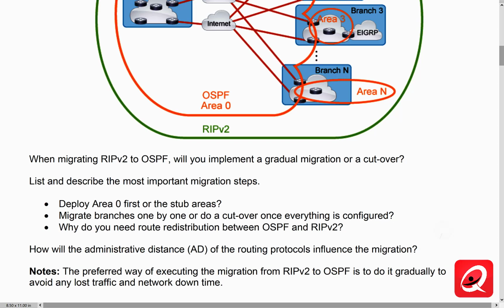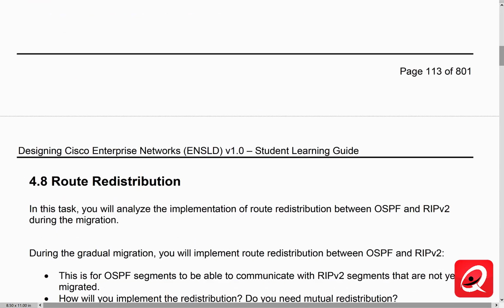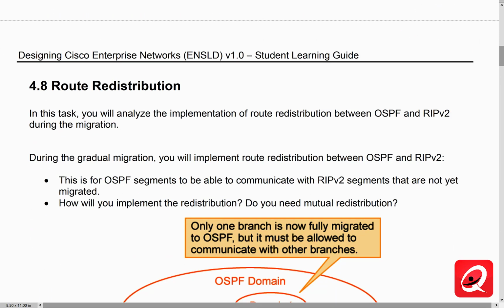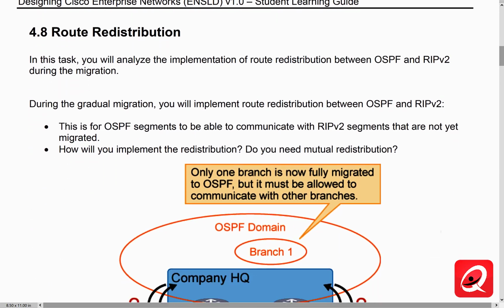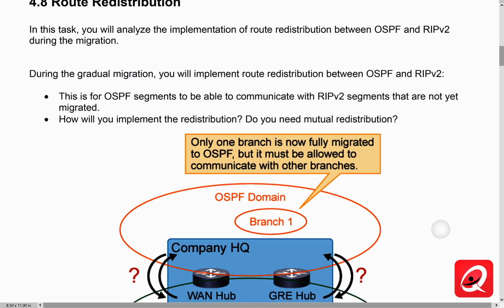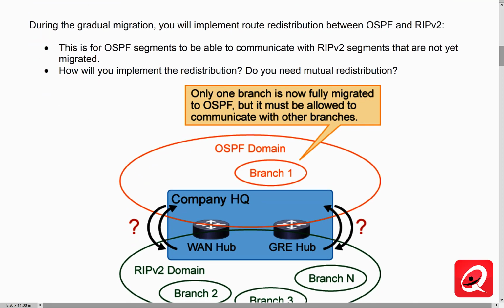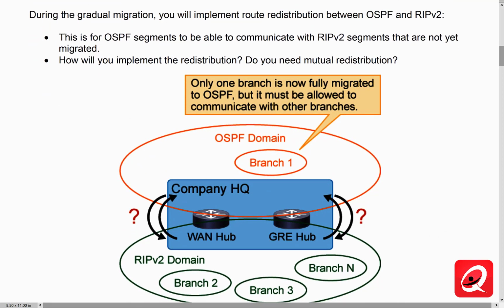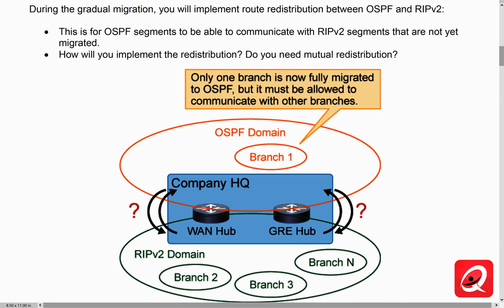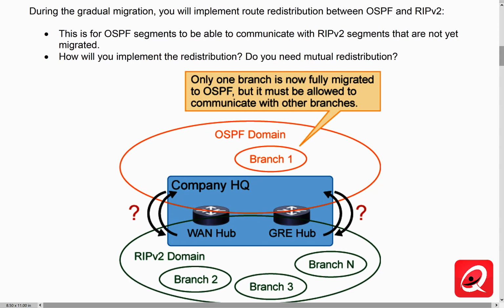But do we need redistribution? In this task, you're going to analyze the implementation of redistribution between OSPF and RIP version 2 during the migration. During the gradual migration, you will implement route redistribution between OSPF and RIP version 2. This is for OSPF segments to be able to communicate with the RIP version 2 segments that are not yet migrated.